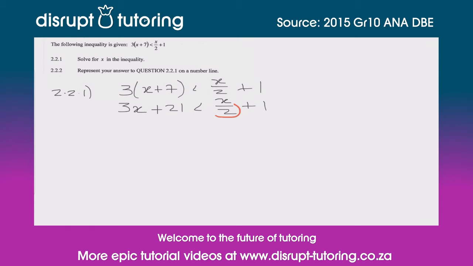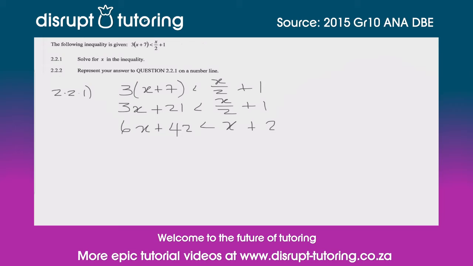Now what I want you to notice is I've got this 2 that's under the x, and I want to get rid of that now. I want to try and get these x's by themselves, and I want to get rid of all fractions. So in order to get rid of that 2, because I'm dividing by 2, I'm going to multiply that term by 2. But because I'm working with an inequality, I need to do the same thing to every single other term on either side of my inequality sign. So I'm going to times everything by 2, and that's going to give me 6x plus 42 is smaller than x, the 2 goes away, plus 2. So I'm getting there slowly but surely.